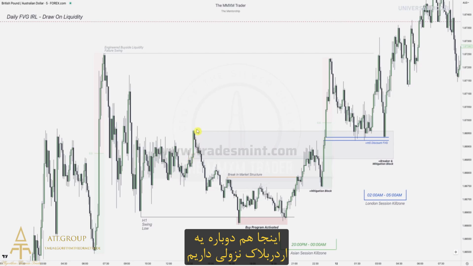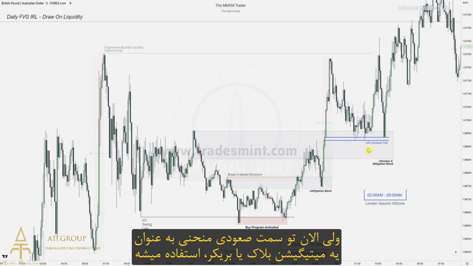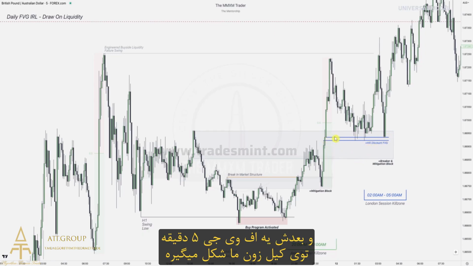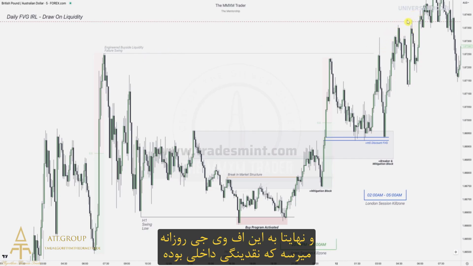Then again over here, this should be a bearish order block, right? But now it's being used as a mitigation or breaker block on the buy side of the curve. And then we had that 5-minute fair value gap formed inside our kill zone. And then price continues up, completing that failure swing, taking out buy side liquidity and eventually going into the daily fair value gap, which is internal range, right?